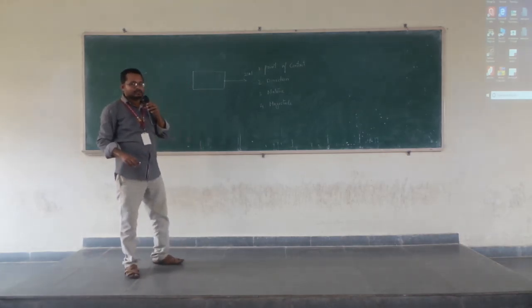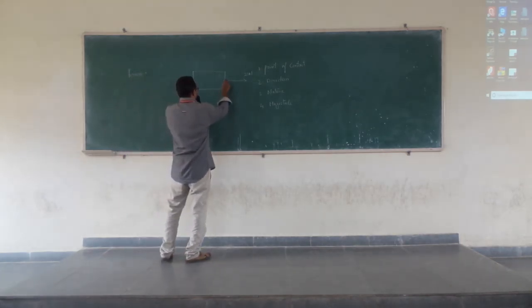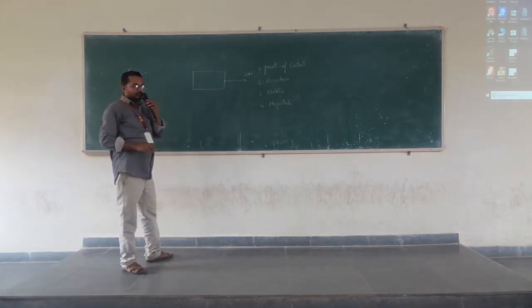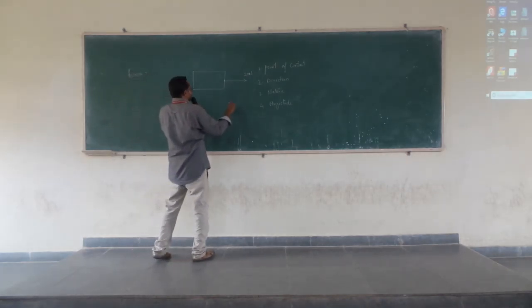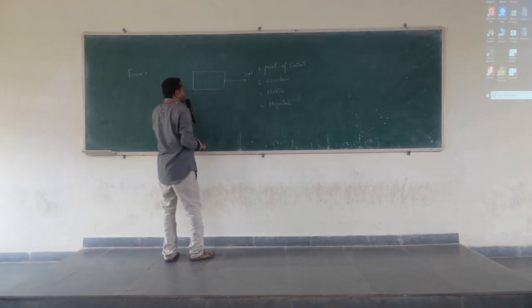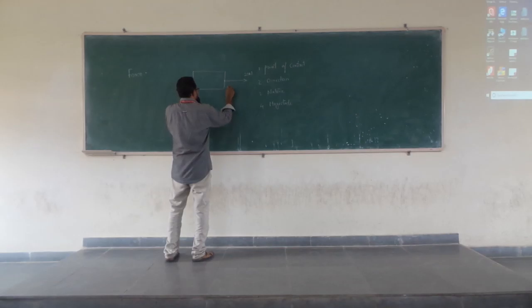You see, here this is the point of contact. The point of contact means the force applied at that point. And what is the direction? Direction is here, which shows the arrow mark. And what is the nature? Is it pull or push? This is pull.